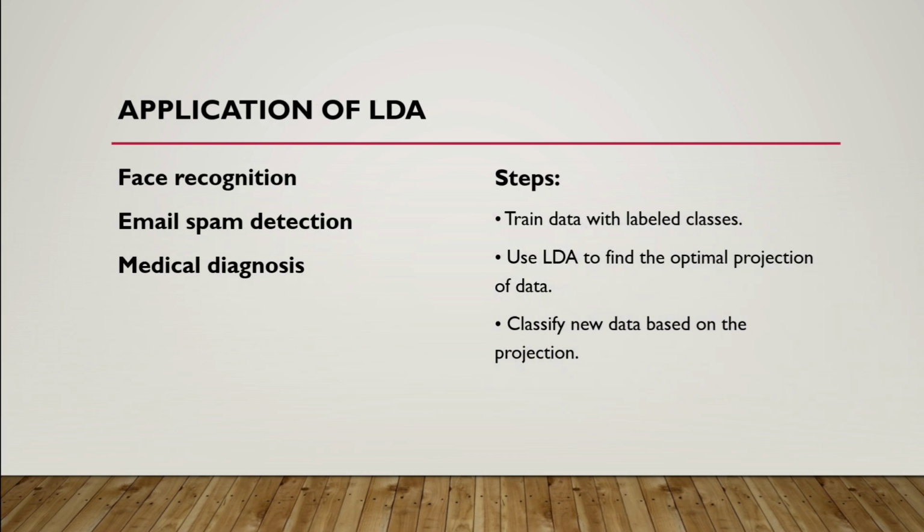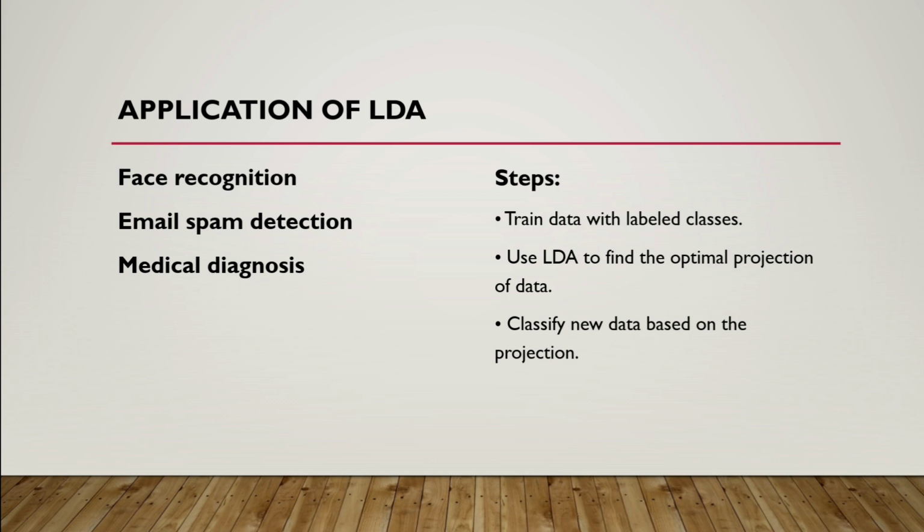So how do we use LDA in practice? Example 1. Face recognition. In facial recognition, LDA can help project high-dimensional images of faces into a lower dimensional space where the classes, or different individuals, are well separated. This makes it easier to classify new faces. Example 2. Email spam detection. In a spam detection system, the features might include the frequency of certain words or phrases. LDA can help reduce the dimensionality of the feature space and separate spam emails from legitimate ones based on these features.